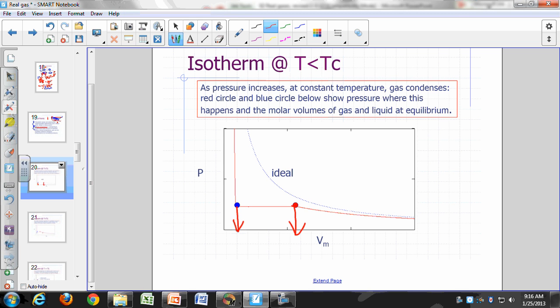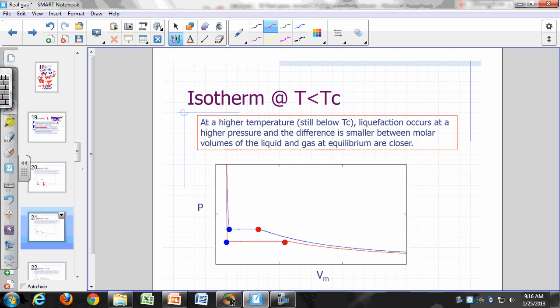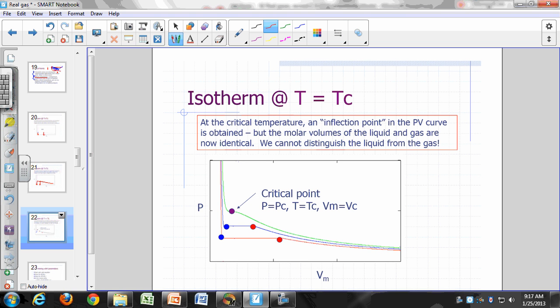Now, what happens at a higher temperature? This happens, okay, liquefaction occurs at a much higher pressure. So you're going to need to raise the pressure a little bit more before you can get it to liquefy. So this is the molar volume of the gas. This is the molar volume of the liquid. So those things can be measured. At an even higher temperature, that trend is going to continue. That drastic change is going to get smaller and smaller until you reach this point right here. That's called your critical point.